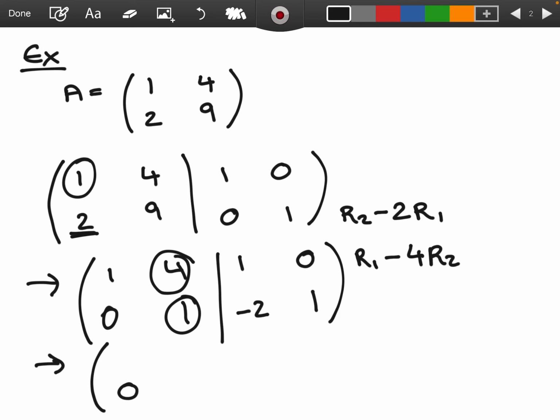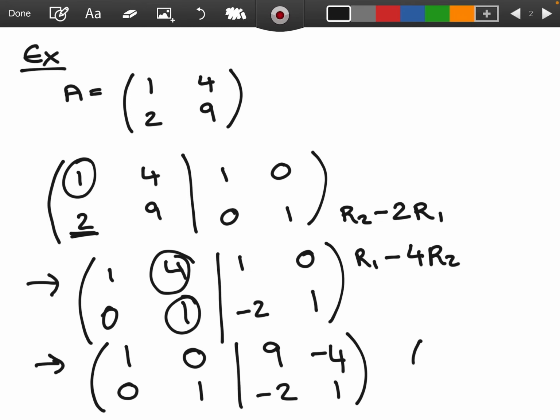So my row 2 this time is going to stay exactly the same. And my row 1 is going to become what my original row 1 was, minus 4 times row 2. So 1 minus 4 times 0 is still 1. And then 4 minus 4 times 1 gives me 0. Then I've got 1 minus 4 times negative 2. So that's going to be 1 plus 8, which will give me 9. And then 0 minus 4 times 1 gives me negative 4.